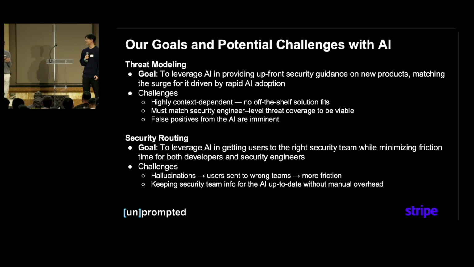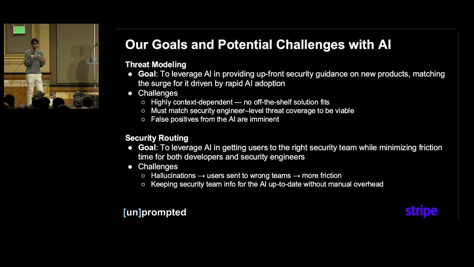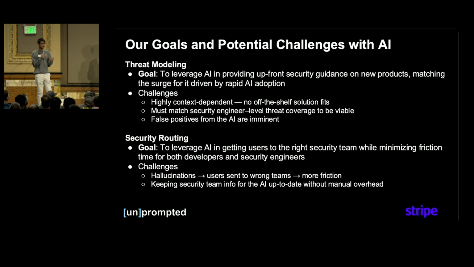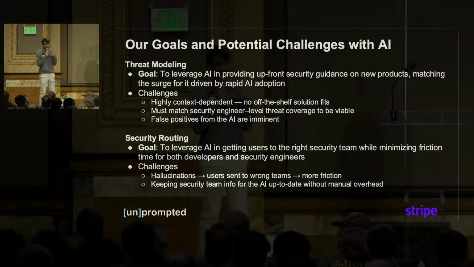Another problem we were trying to solve is with threat modeling, and what I mean by that is with the rise of the use of AI in the software development lifecycle, how are we attacking this increased demand for security guidance? And of course, there are a bunch of different challenges associated with creating agents for the two, but one of the main challenges we focused on was hallucinations.